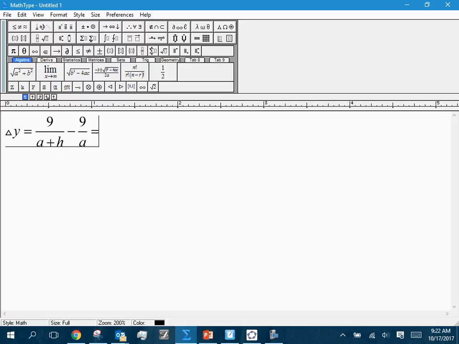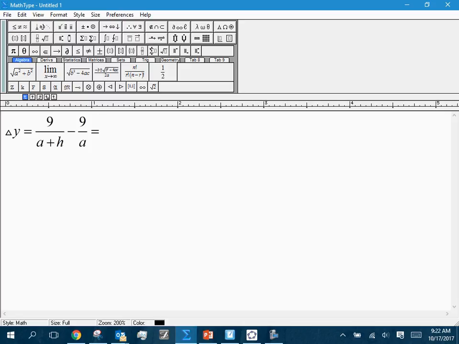Now I think about how I altered this denominator, and I need to alter that one in the same way. So multiply this one by a, so you're going to multiply the 9 by a. And over here, I multiplied by a plus h, so I'm going to multiply the 9 times a plus h. Now I'm going to distribute this negative 9 to this a plus h, so it gives me 9a minus 9a minus 9h all over a plus h.